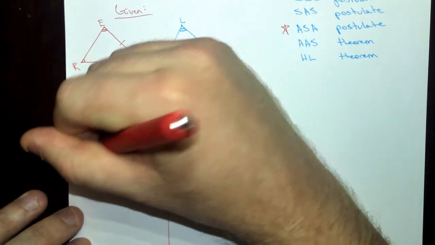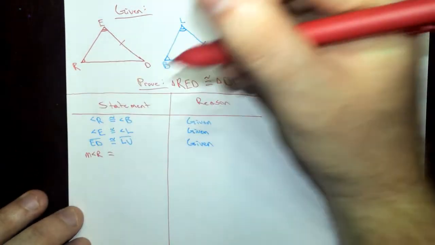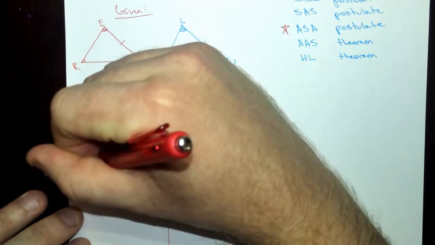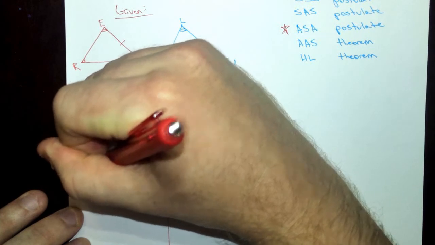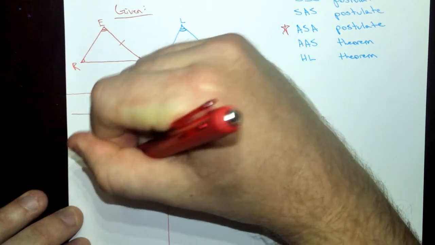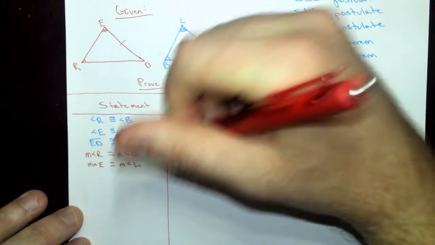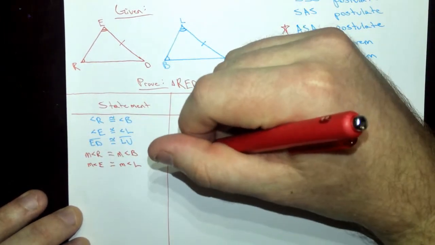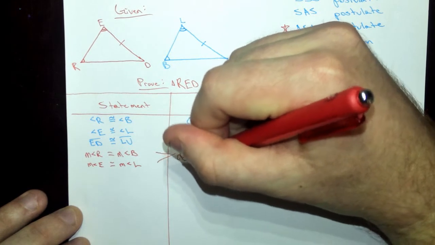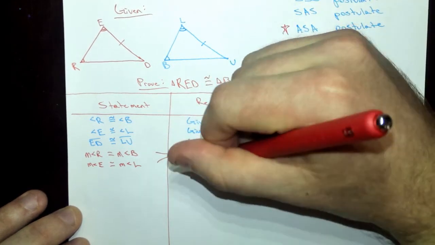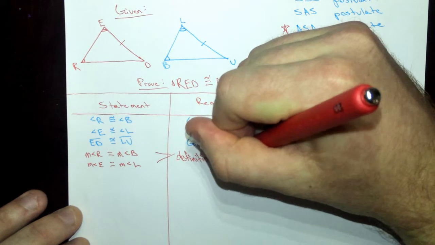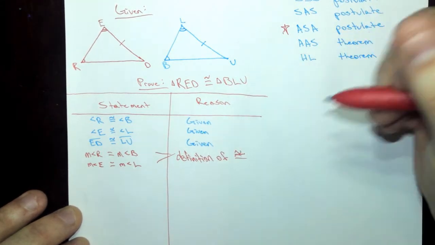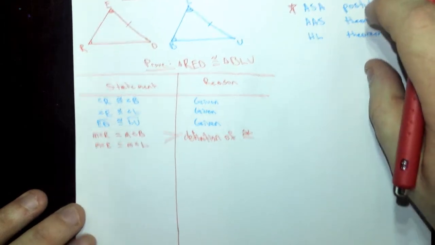The first thing I need to do is say that the measure of angle R is equal to the measure of angle B, and the measure of angle E is equal to the measure of angle L, and I get to make both of these claims because this is the definition of congruence.